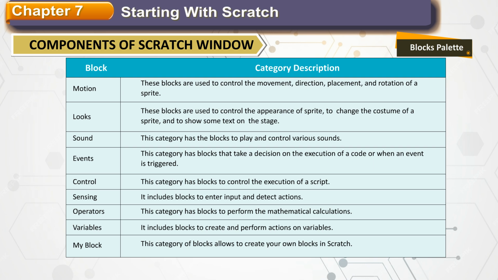Sound. This category has the blocks to play and control various sounds. Events. This category has blocks that take a decision on the execution of a code or when an event is triggered. Control. This category has blocks to control the execution of a script. Sensing. It includes blocks to enter input and detect actions. Operators. This category has blocks to perform mathematical calculations. Variables. It includes blocks to create and perform actions on variables. My block. This category of blocks allows you to create your own blocks in Scratch.